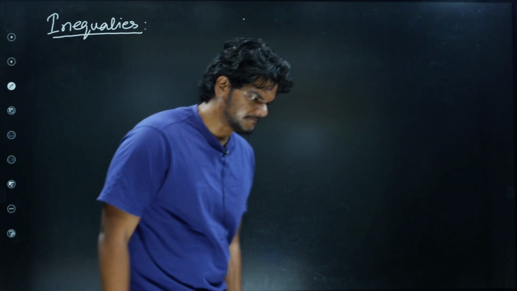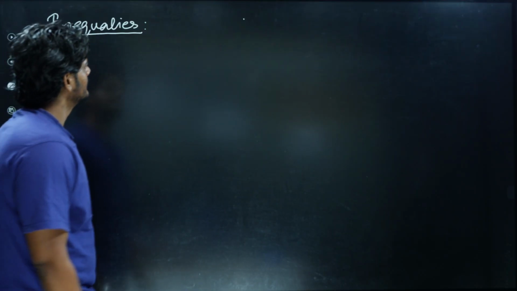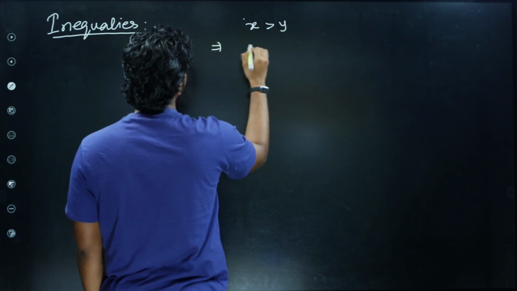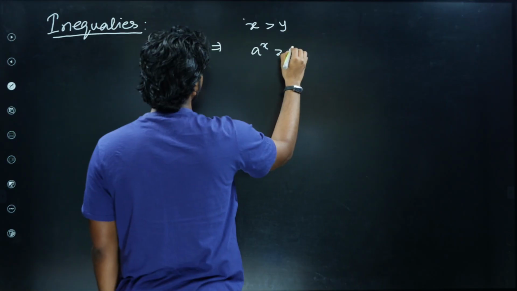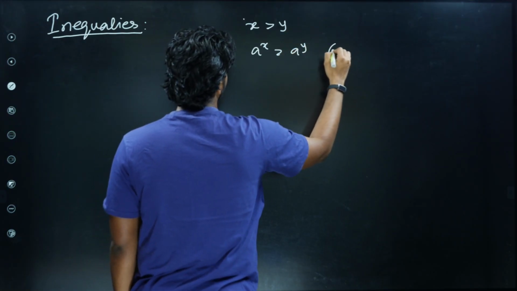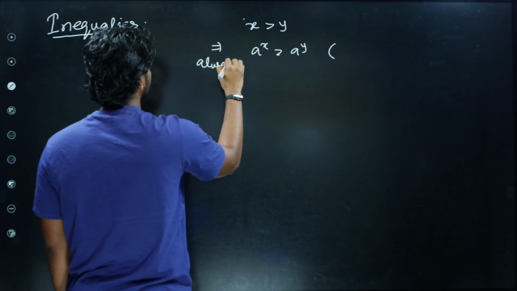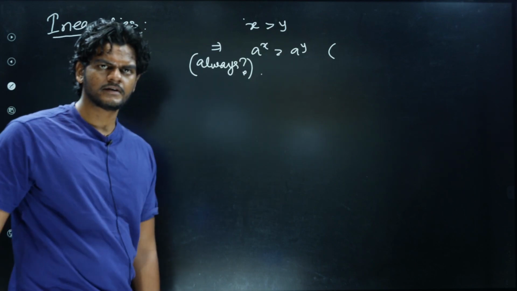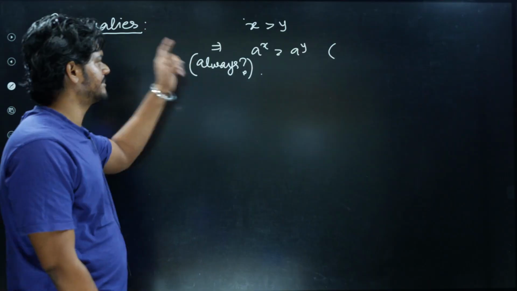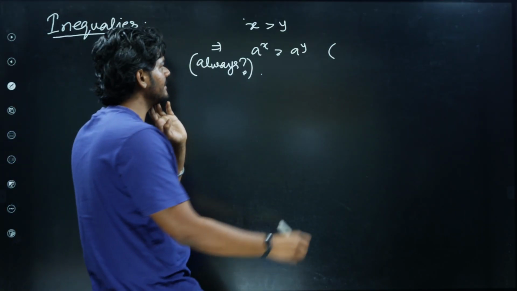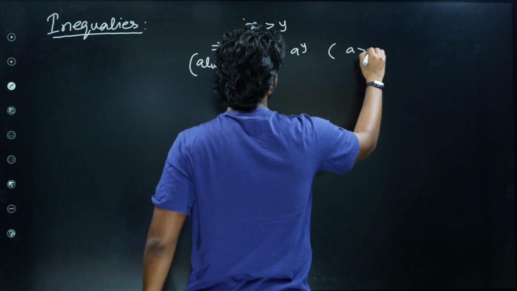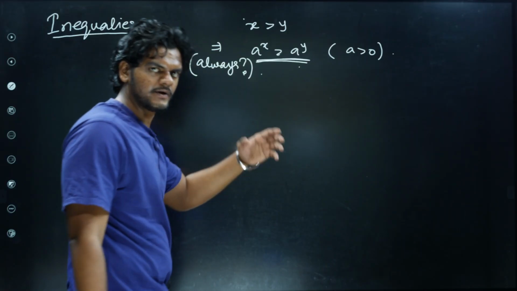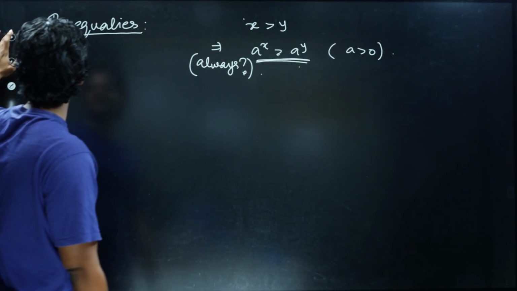You see, is x greater than y? Does it always imply a power x greater than a power y? Always. Does it? When does this happen? This happens only when a is greater than 1. Only then is it an increasing function. You saw in the graph. The graph tells it very naturally.